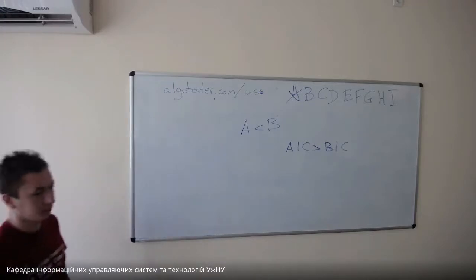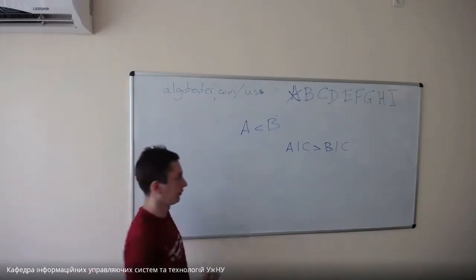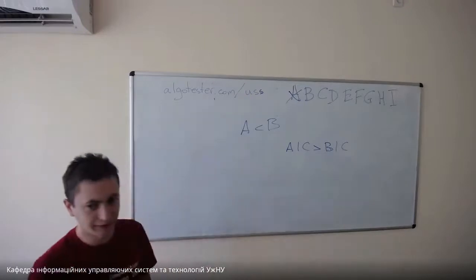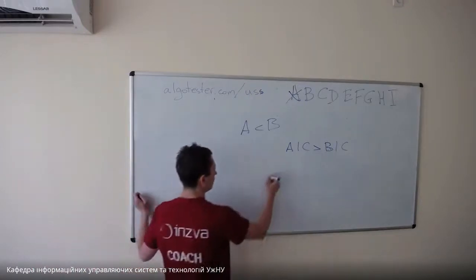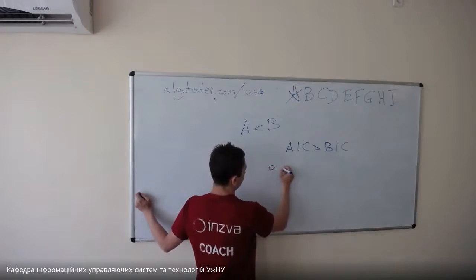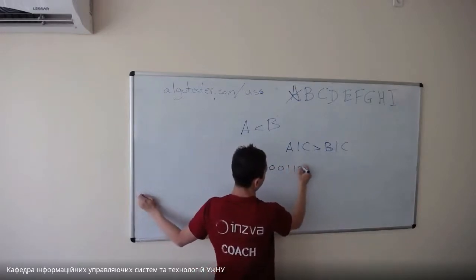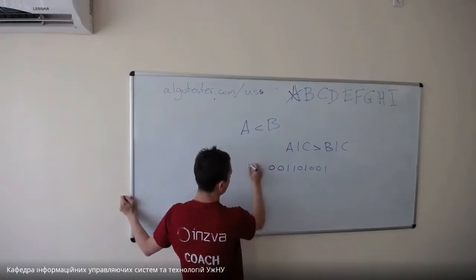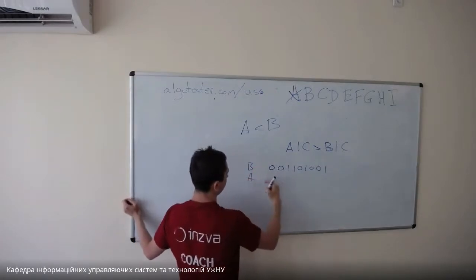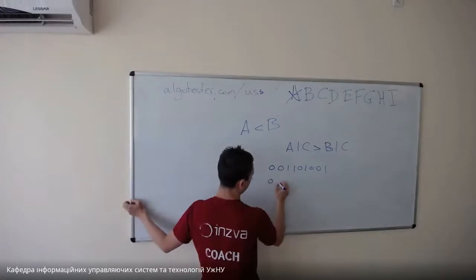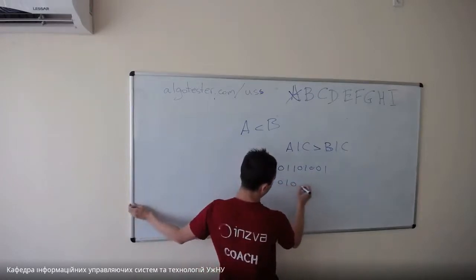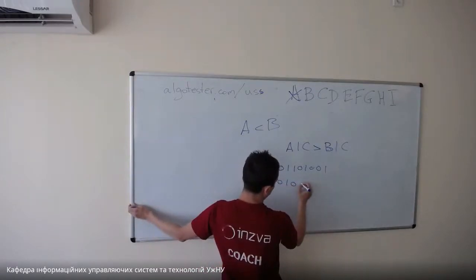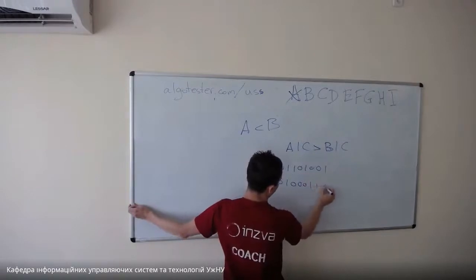In order to solve this problem, the first thing we have to do is to convert A and B to binary. So we will have something like 0, 0, 1, 1, 0, 0. That's B. And A has to be smaller than B. It's like 0, 0, 1, 0, 0, 0, 1, 1, 0, something like that.